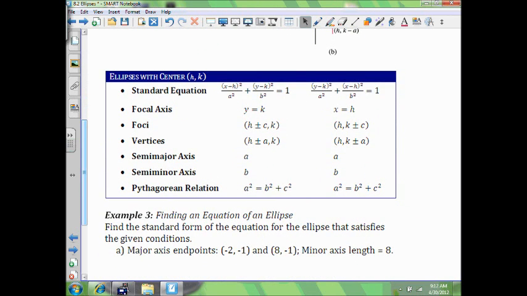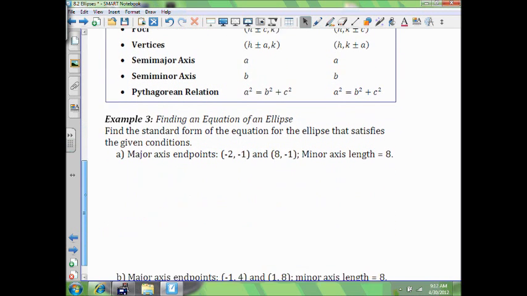So again, we do have another chart for you. It shouldn't be that bad. Now, let's move into example 3.